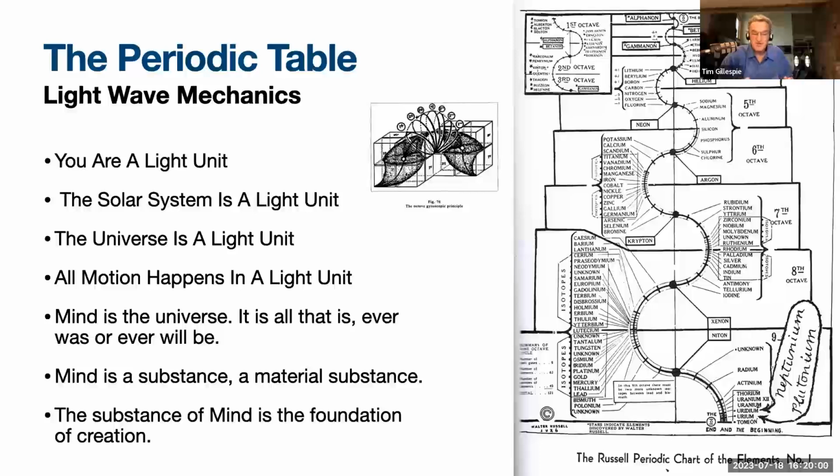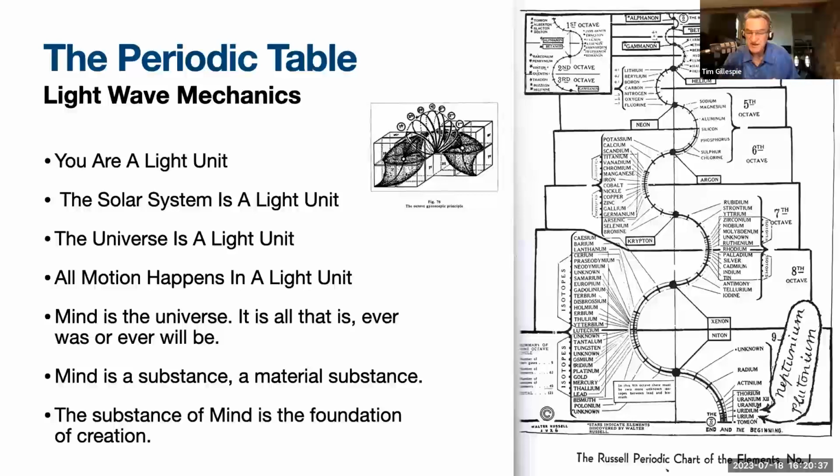So with that, the one substance that the universe uses for all of its creation is mind, which is so difficult to get your mind around. We call it a light unit. We also call it mind. And we also say that mind is a substance, a material substance. And this is the foundation of the universe. So today we're going to talk about how light units gang up and form the periodic table in lightweight format.